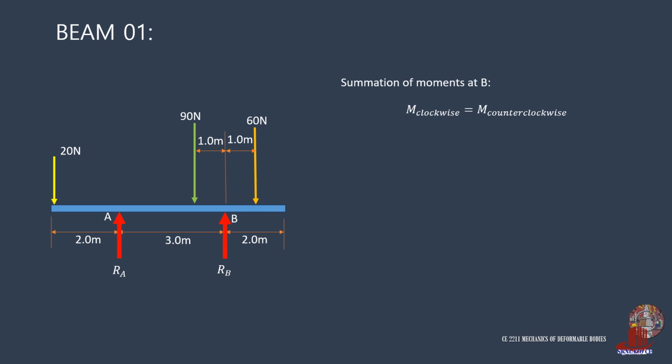Then take the summation of moments about point B, still following the same grouping. The clockwise moments are 60 newtons with a 1 meter moment arm. This is with the reaction at A times a 3 meters moment arm. Equate both with the counterclockwise rotations, which are 90 newtons times 1 meter, and 20 newtons with a moment arm of 3 plus 2 meters.